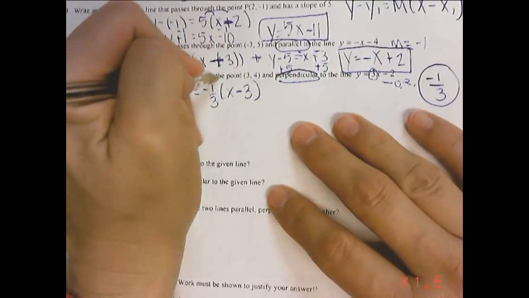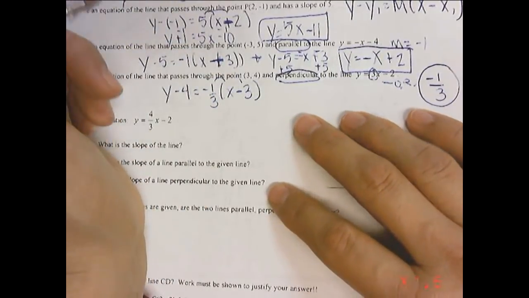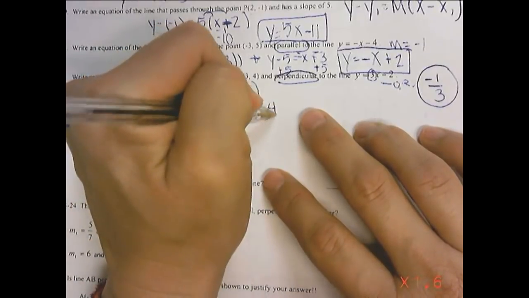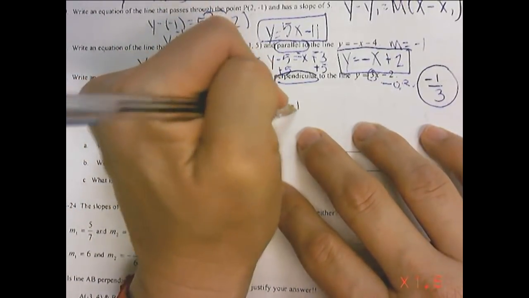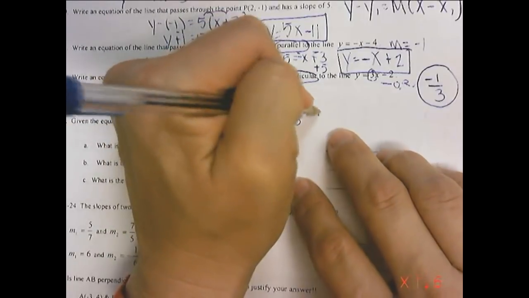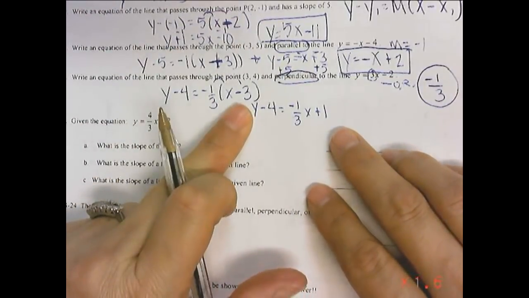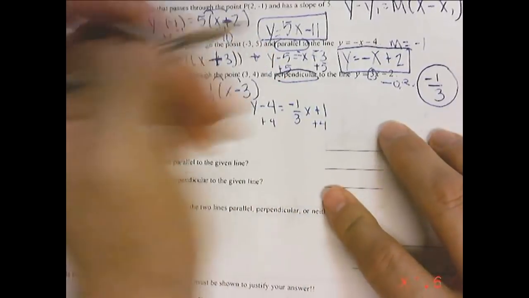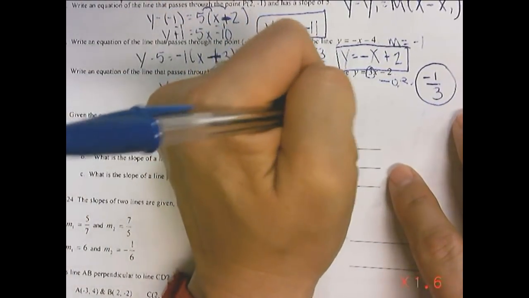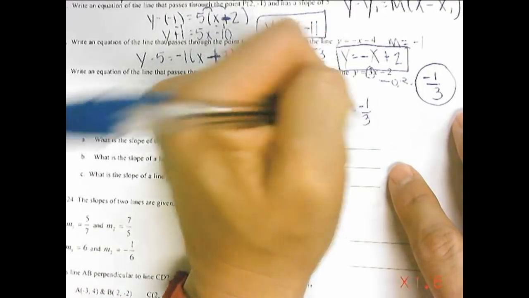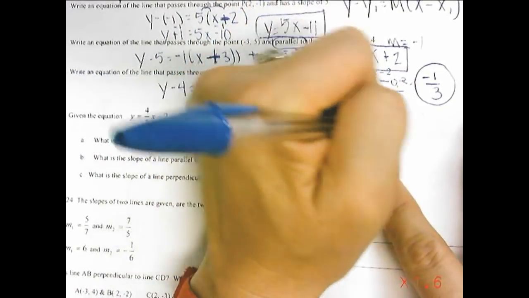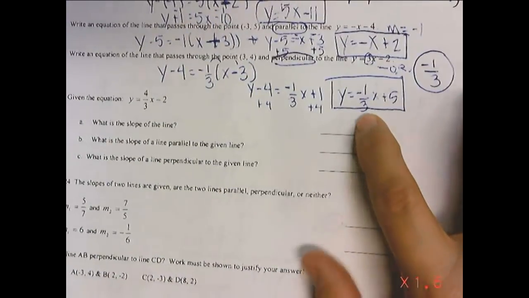I'm going to distribute and distribute. I will get y minus 4 equals negative 1/3 x plus 1. And now I'm going to add 4 to both sides and add 4 to both sides, and I'll end up with y equals negative 1/3 x plus 5. That would be my answer. Sorry that I kind of slashed through that.